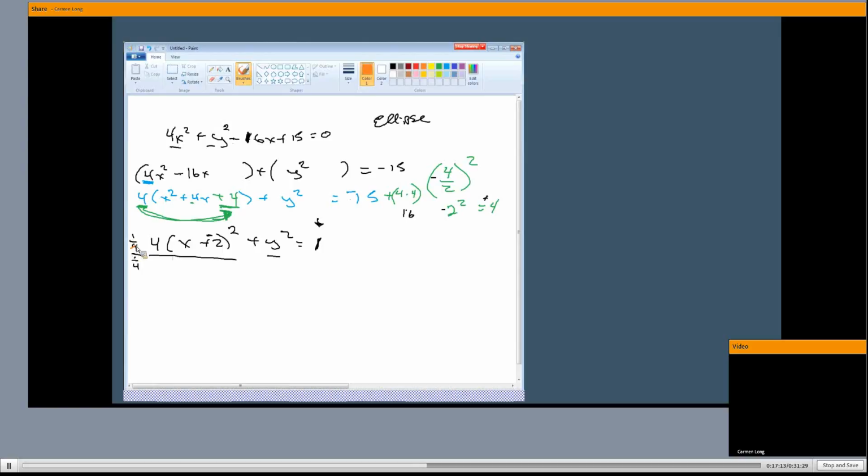So we're going to rewrite 1/4 as 1/2 squared. And we're going to rewrite 1 as 1 squared equals 1. And there it is.